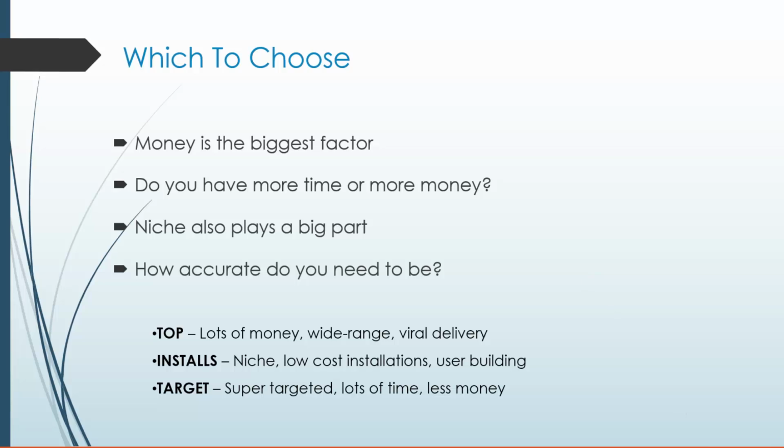And in summary, the top strategy is usually for apps and companies that have a lot of money. Their app has a wide range audience, and they'll benefit from viral delivery. The install strategy is very niche, and they make money off low cost installations, and we focus on user building or audience building. Targeted obviously is super targeted, takes lots of time and less money. So you can basically know at least where you're heading.